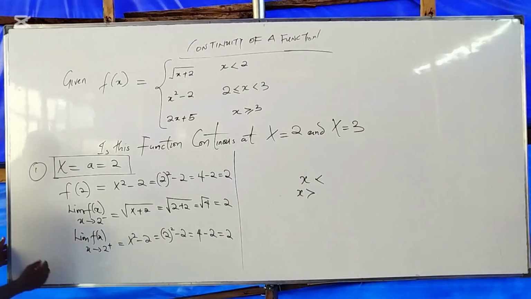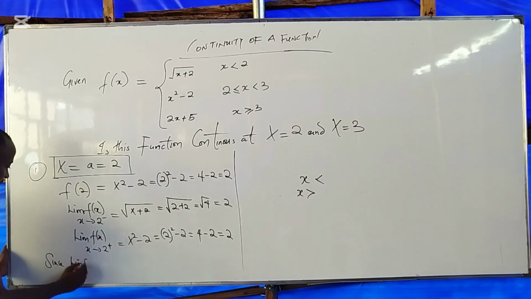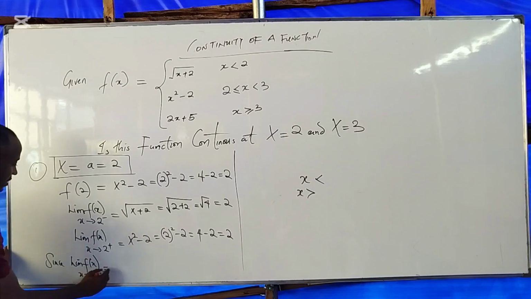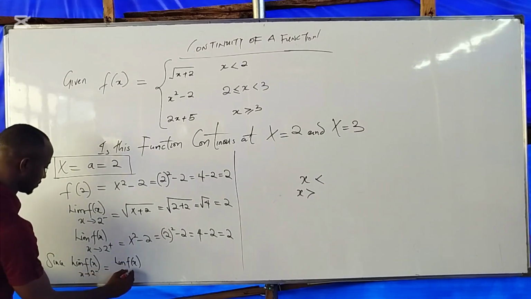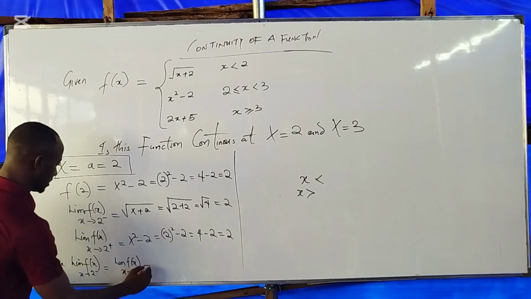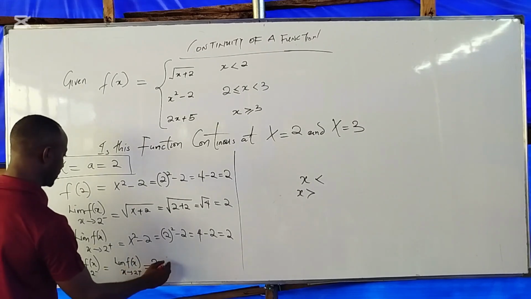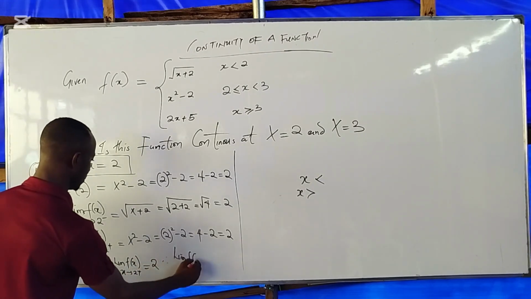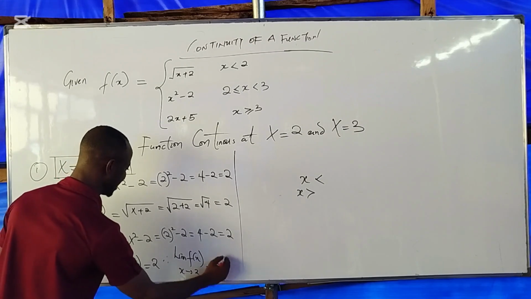So what do we do? Since the limit of f of x as x approaches 2 on the left hand side is equal to the limit of f of x as x approaches 2 on the right hand side, which is equal to 2, therefore our limit of f of x as x approaches 2 actually exists.